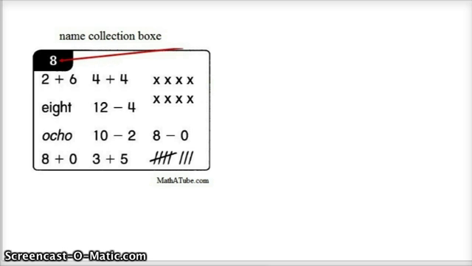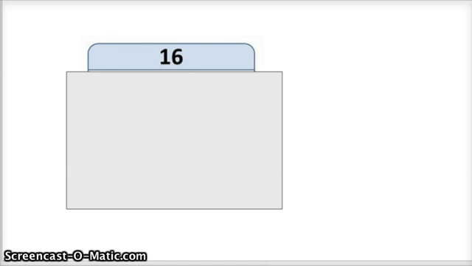Now in the past you've seen name collection boxes that look like this. They will give you the number 8 and then you have to think of all the different ways that you can make the number 8, equivalent names for 8. So they used addition, they used subtraction, they just wrote 8 and they wrote 8 in Spanish, which is ocho, tally marks, X's. We're going to take this concept today and we're going to take it one step further. I want you to look at this number 16.